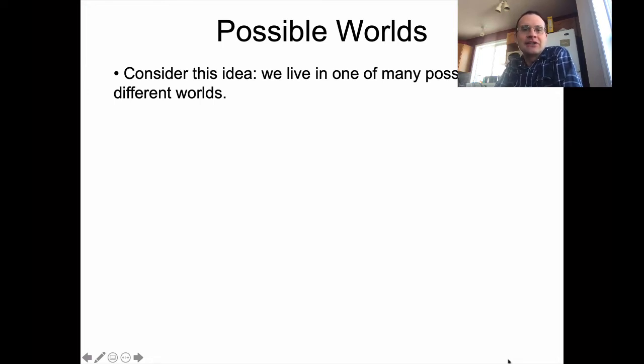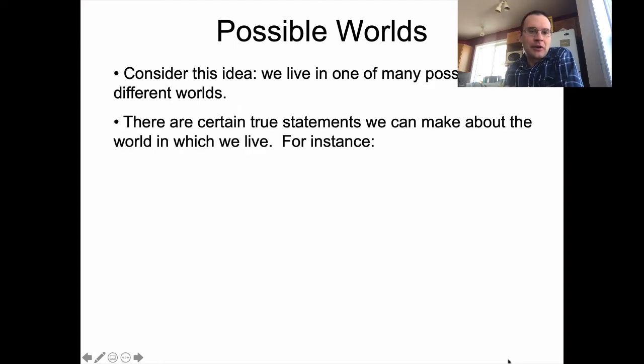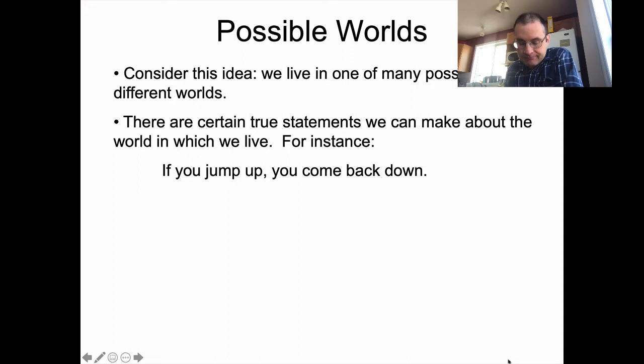So you can consider this idea that we live in one of many possible different worlds. Things happen to be one way in this world, but they could be another way. And it's pretty easy to imagine things being different, right? So there are certain true statements we can make about the world in which we currently live at the moment. For instance, I could say, if you jump up, you come back down.